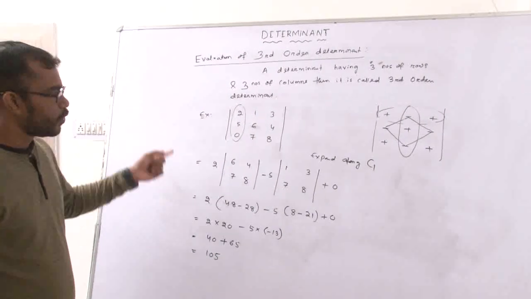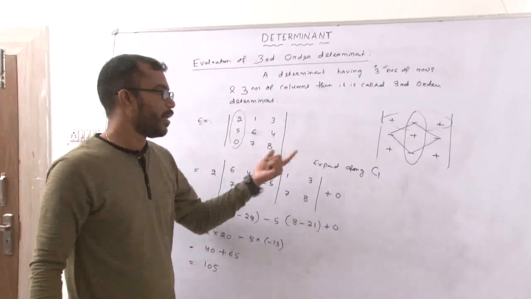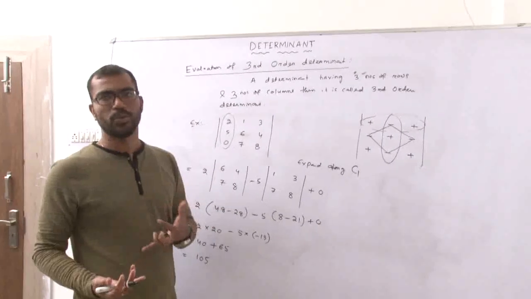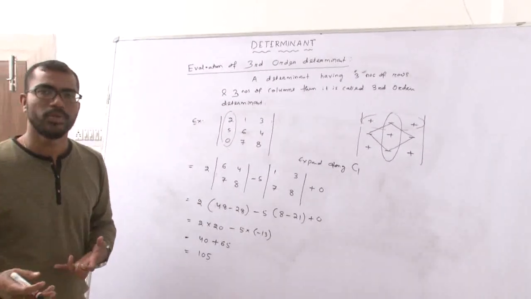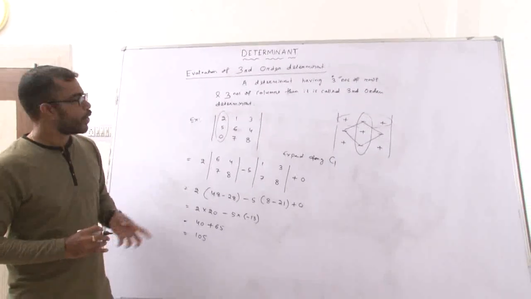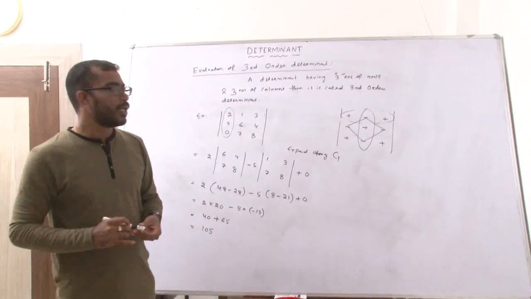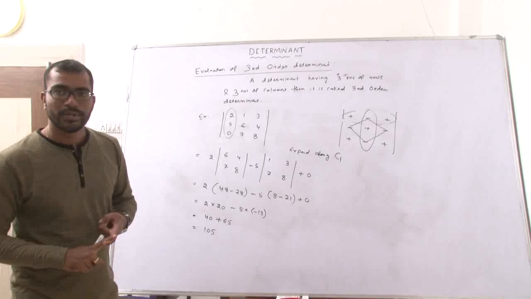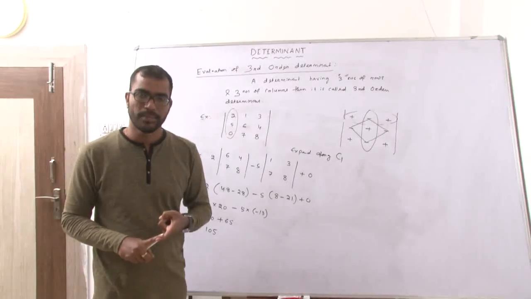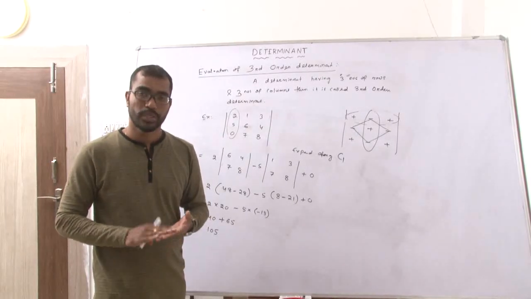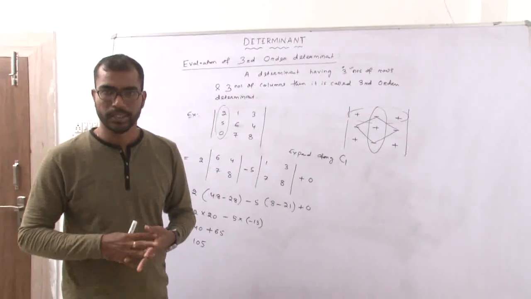The same answer. So we can expand along R1 or R2 or R3 or column 1 or column 2 or column 3. So in this session we learned what a second order determinant and a third order determinant are, and how to evaluate second order and third order determinants.